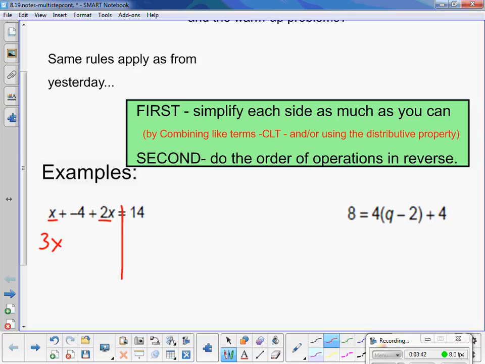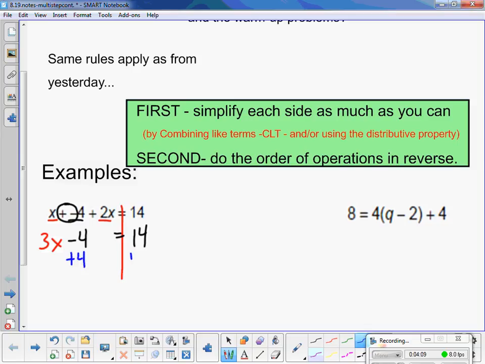And I did not do anything with the other term, so I'm going to bring down this minus 4. Notice actually it says plus negative 4. We do not need double signs. If you have a negative in front of a number, that's like saying subtraction. So it's 3x minus 4 equals 14. Now you see it's back to a much simpler looking problem. So now I have 3 times x minus 4. I want to get x by itself.